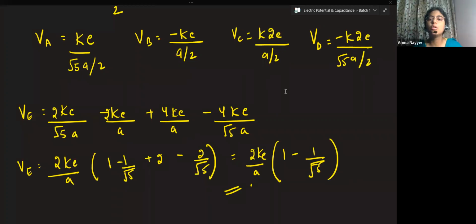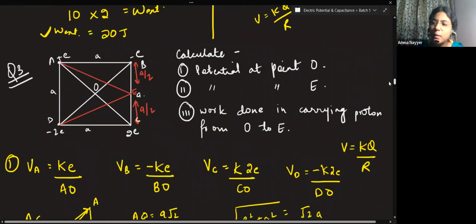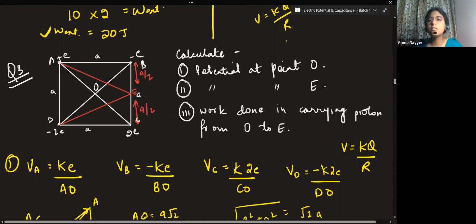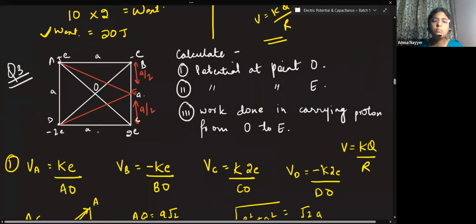Fine. So this is how you calculate. Now see, if you are having any point, just take the separation of the charge to that point. First calculate the separation, then just put it in this formula, KQ by R. K you know, 9 into 10 to the power 9. Q is whatever charge is there, and R will be the separation. So if it is given E or any other point, like it was given O.